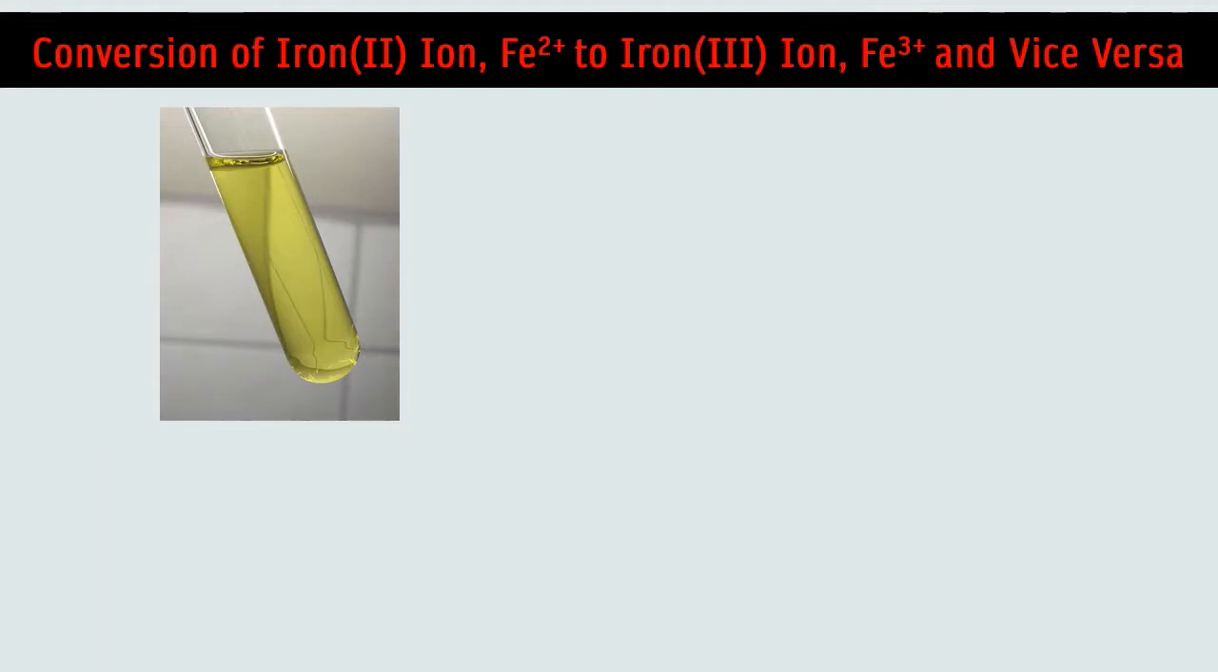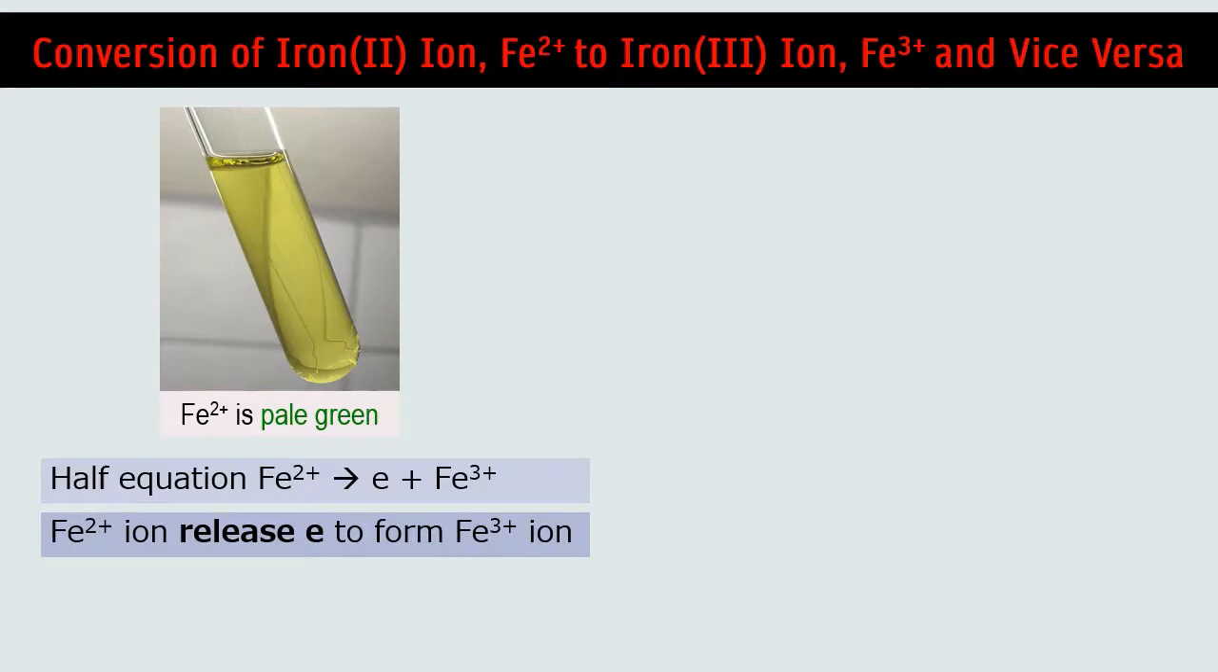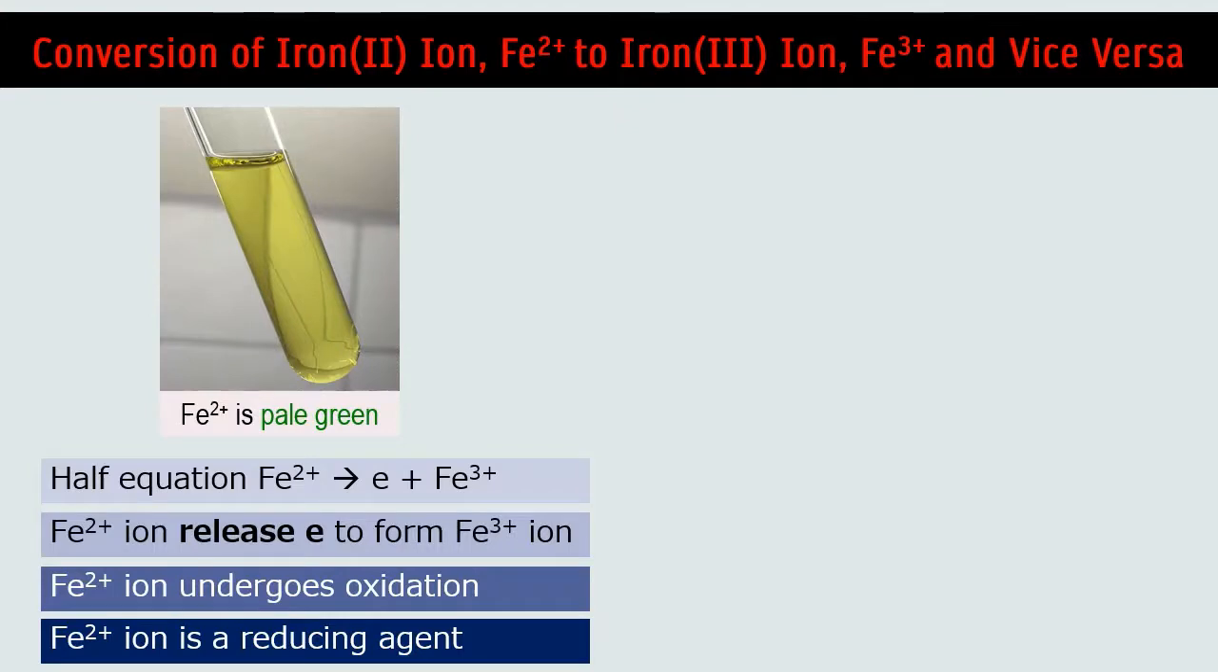Iron 2 ion is green in color. When iron 2 ion changes to iron 3 ions, it will release electrons. Therefore, iron 2 ion undergoes oxidation. It makes iron 2 ion act as a reducing agent. If you see in the diagram, the pale green iron 2 ion will change to brown because the product of the reaction is iron 3 ion.